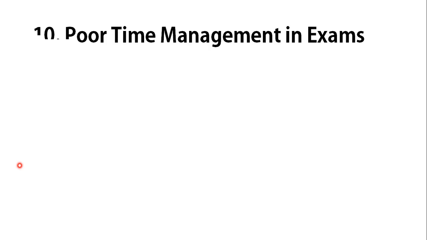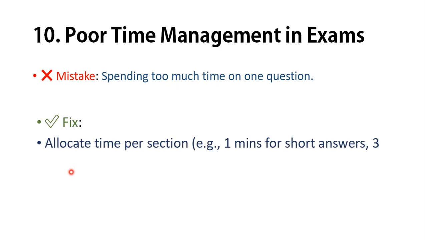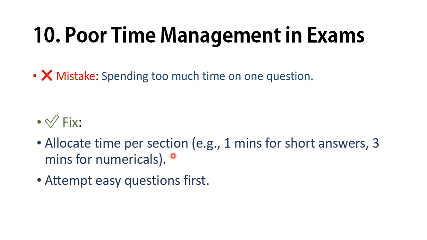Next, number 10, poor time management in the exam. If you do not manage your time, that's a disaster. The mistake is spending too much time on one question. How to fix that? Allot time per section. For example, 1 minute for a short answer, 3 minutes for a numerical. If you need more time, 2 minutes for a short answer, 5 minutes for a numerical if it is lengthy. First, you allocate time to each section.